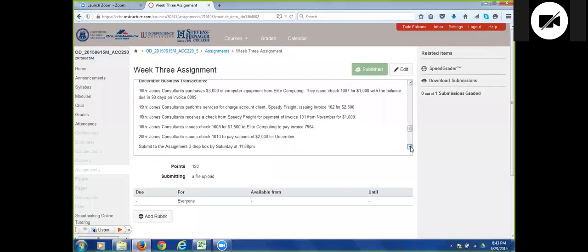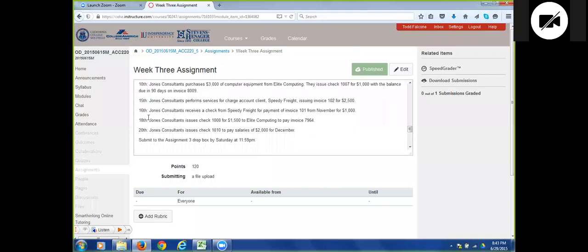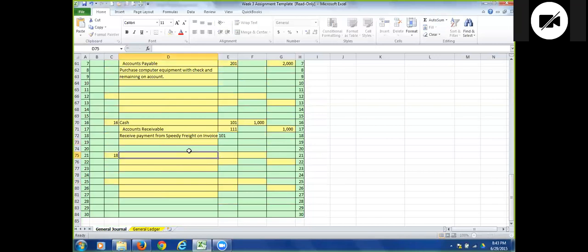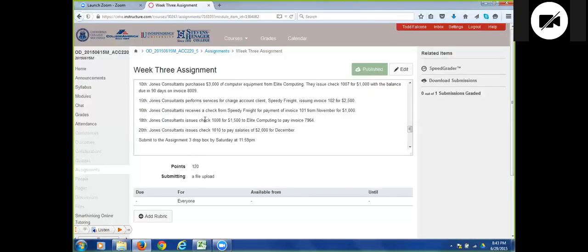All right, so you guys said the 18th is the next one you want to do. The 18th is going to go right here. Jones Consultants issues check 1008 for $1,500 to Elite Computing to pay invoice 7964. So this one is actually good to do because it's the opposite of the last one that you just did.